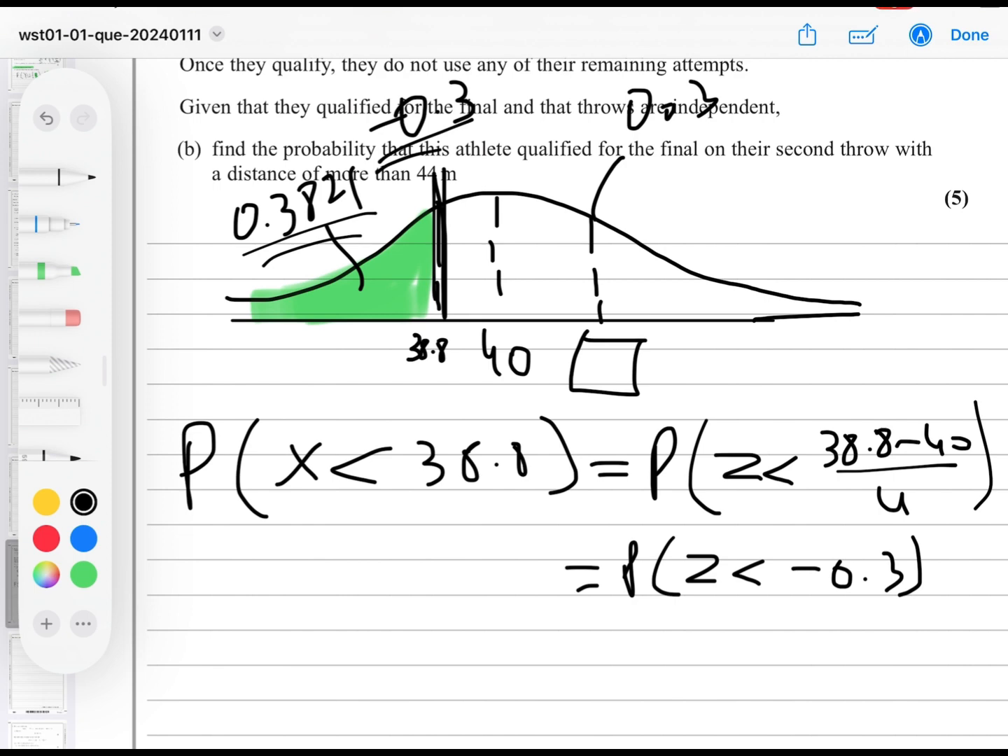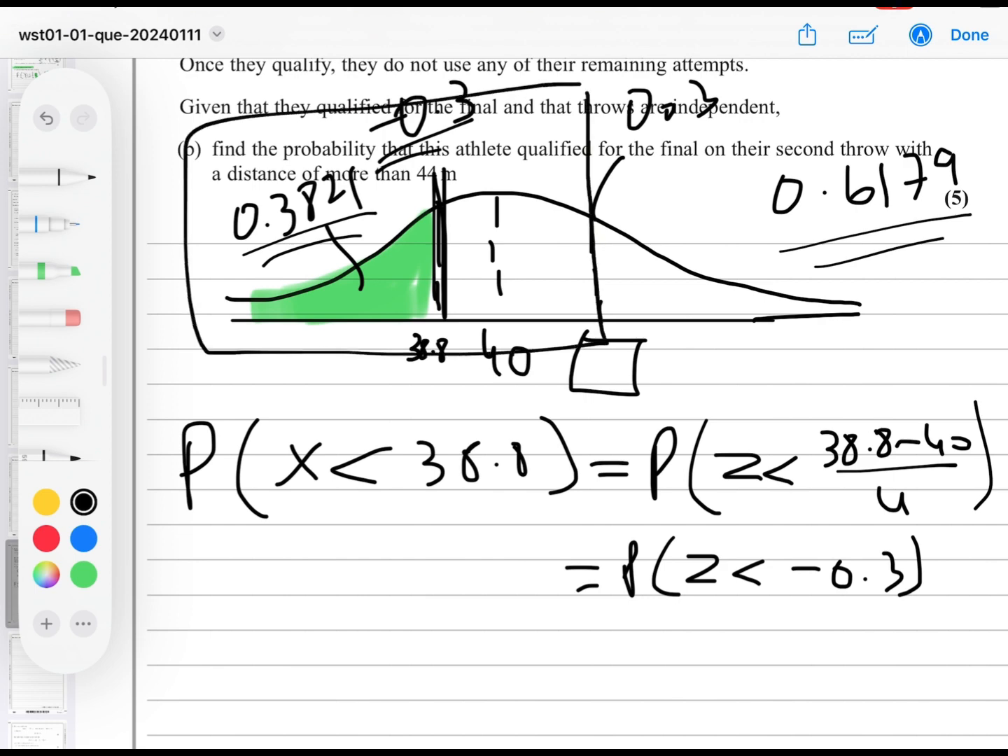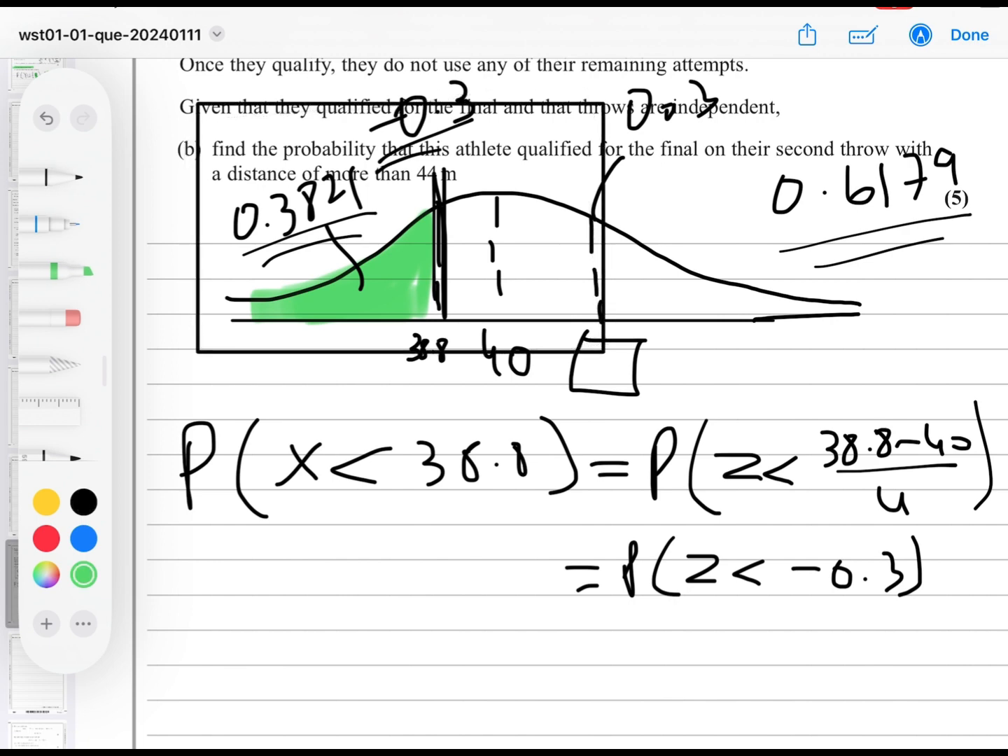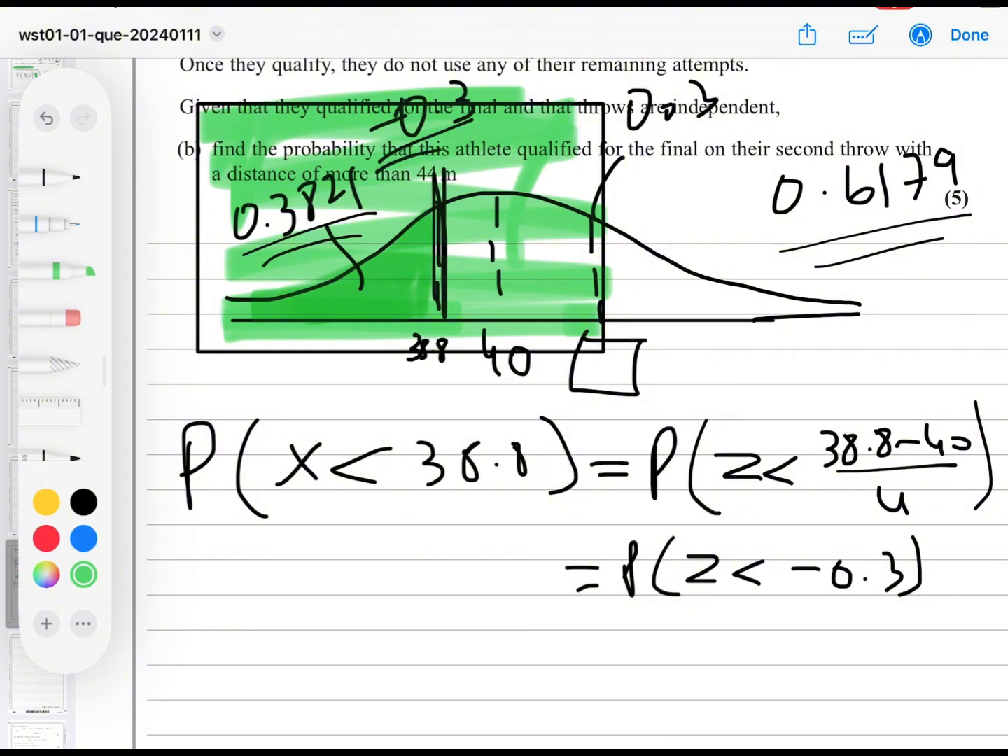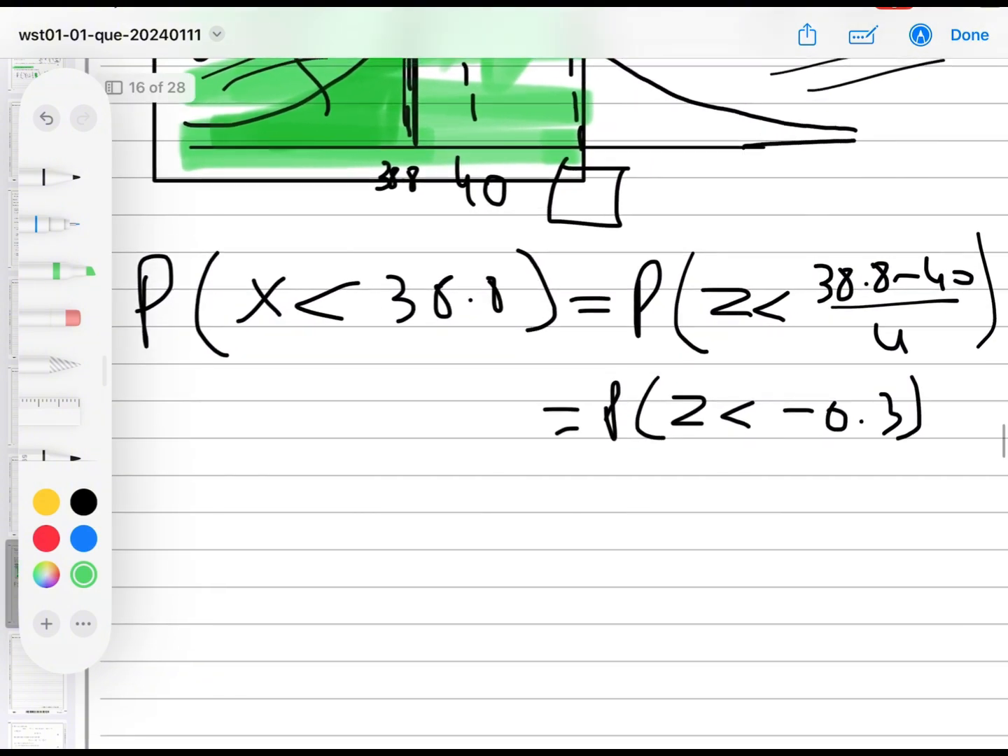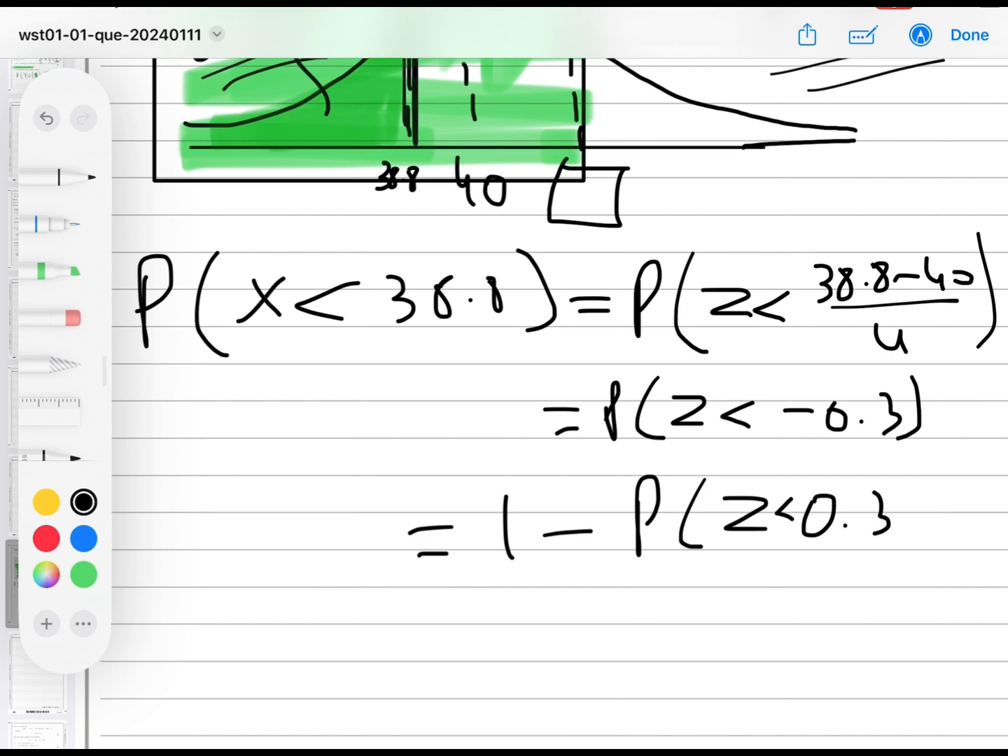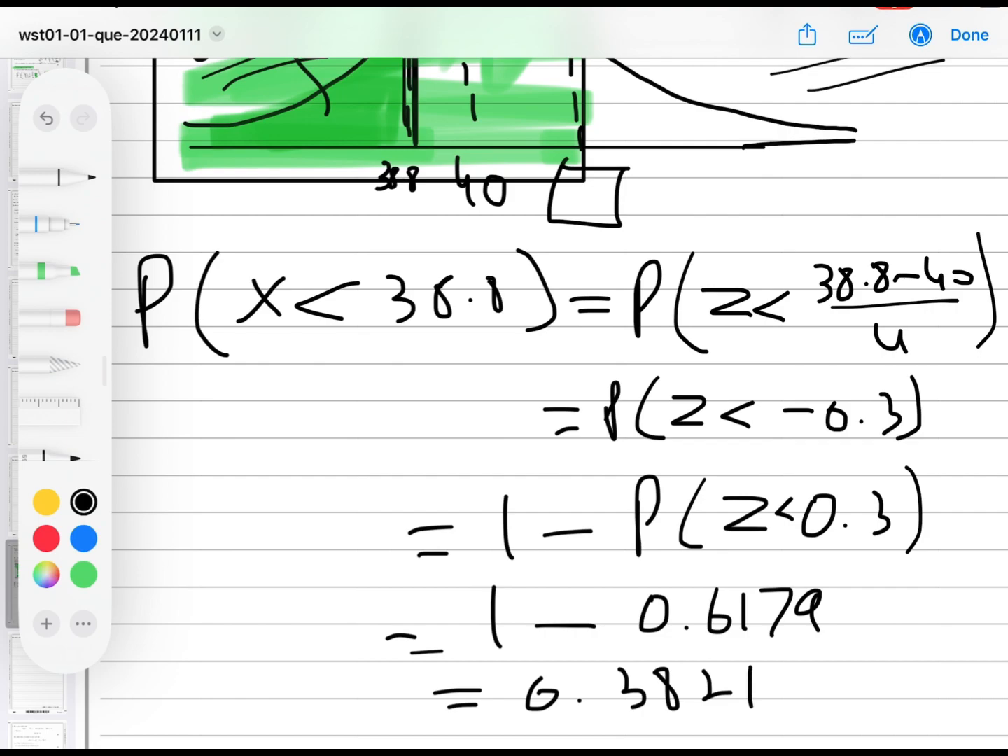If we look at the diagram, 0.6179 is more than a half. So if it's more than a half, this area is representing this whole portion. So what we will do is, this is equal to 1 minus, if I write it like this, z less than 0.3, this will be 1 minus 0.6179, so the answer is 0.3821. Fine, I hope this is clear now.